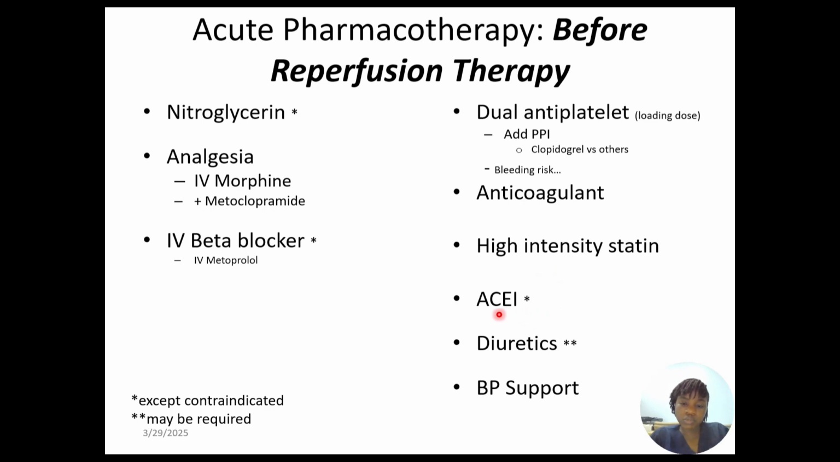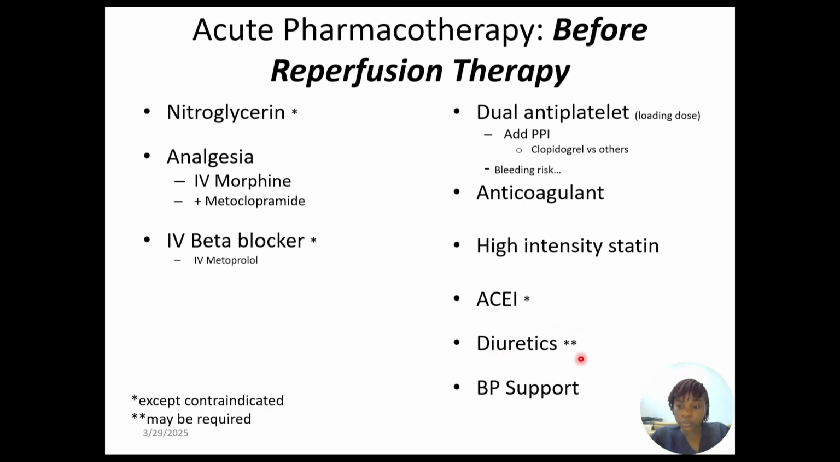Angiotensin converting enzyme inhibitors are important in these patients in order to prevent cardiac remodeling, prevent the thinning of the heart, and prevent ventricular aneurysm. However, patients who do not tolerate this medication and/or are allergic to it should have an alternative, which is the ARBs, angiotensin receptor blockers.